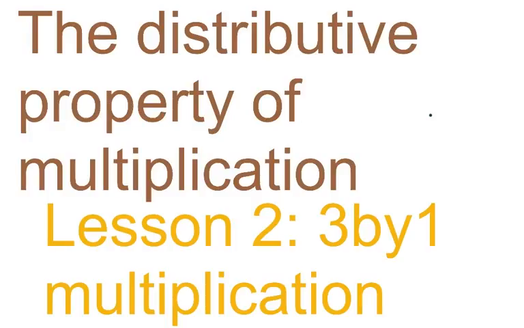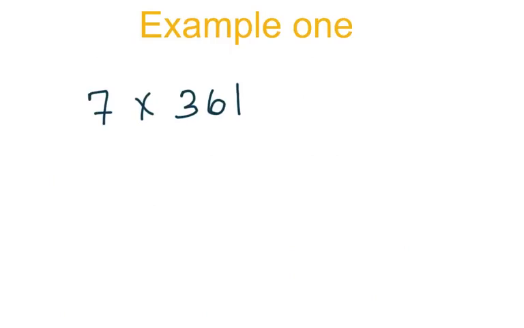So let's go ahead and look at this example. Let's say that we have 7 times 361. The number that we're going to distribute across is the number 361. So the one thing we need to do is get some place value labeled right here. What we're going to do is put 361 into expanded form. Well, this is 300 plus 60 plus 1.